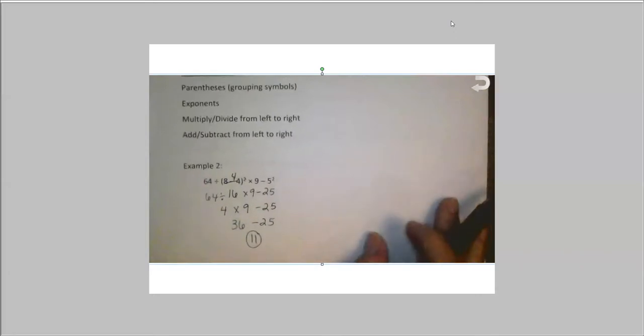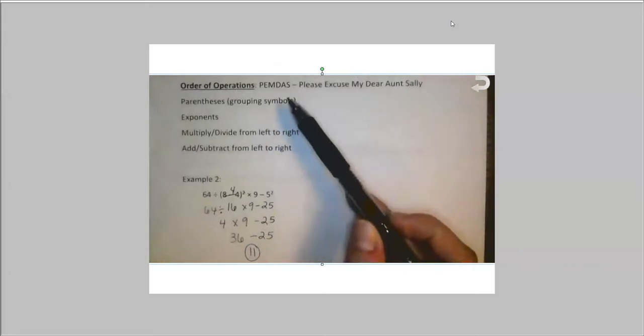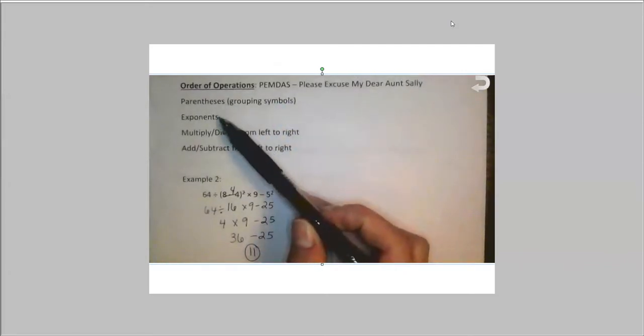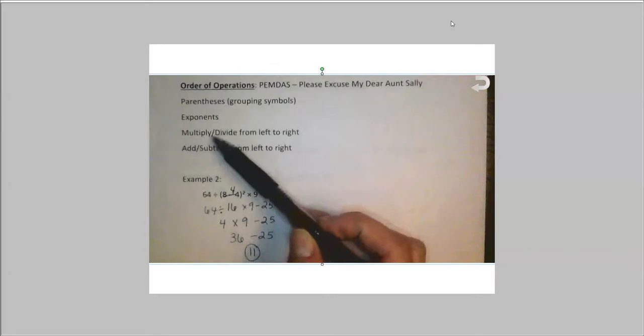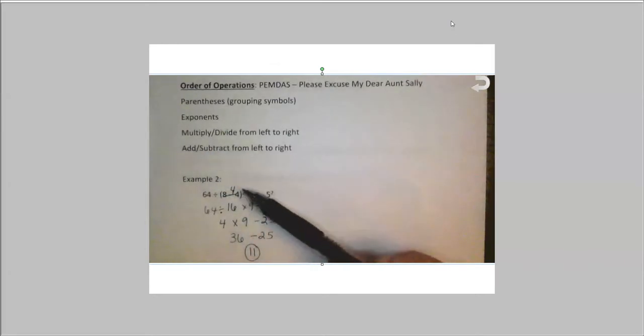So you'll want to just really review that order of operations, PEMDAS: parentheses, exponents, multiply or divide, add or subtract. That'll help you as you work problems that have more than one operation.